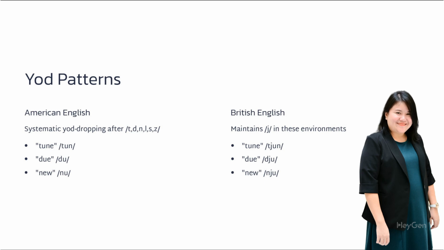Another systematic difference involves the Y sound after consonants. American English shows widespread yod dropping, tune, due, and new lose that palatal glide. British English generally maintains it. This affects numerous word families and represents an ongoing sound change in American English.